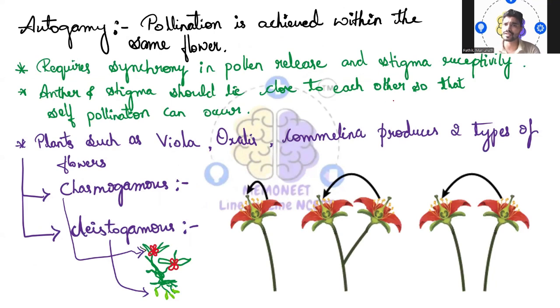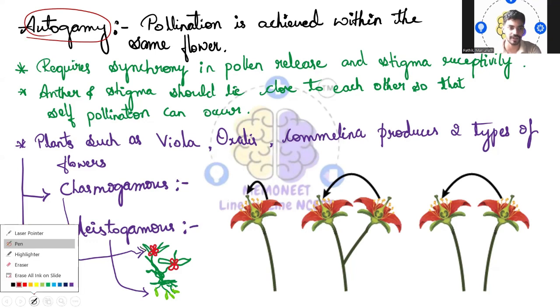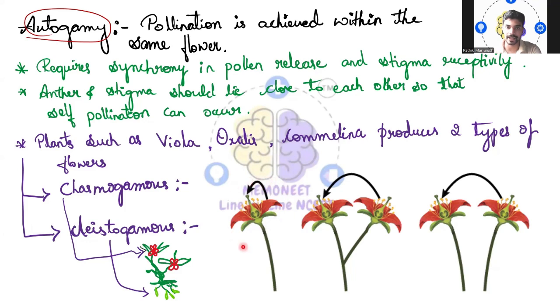Yes. So, as I told, the very first pollination is autogamy, right? When I'm talking about autogamy, the pollination is achieved within the same flower. If you look at this specific flower here, you'll get an idea. The pollen grains from the anther are transferred to the stigma of the same flower. So pollination achieved within the same flower is called autogamy.